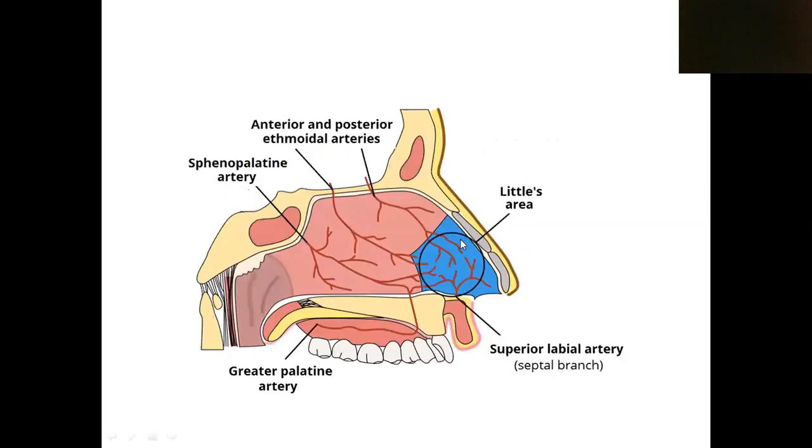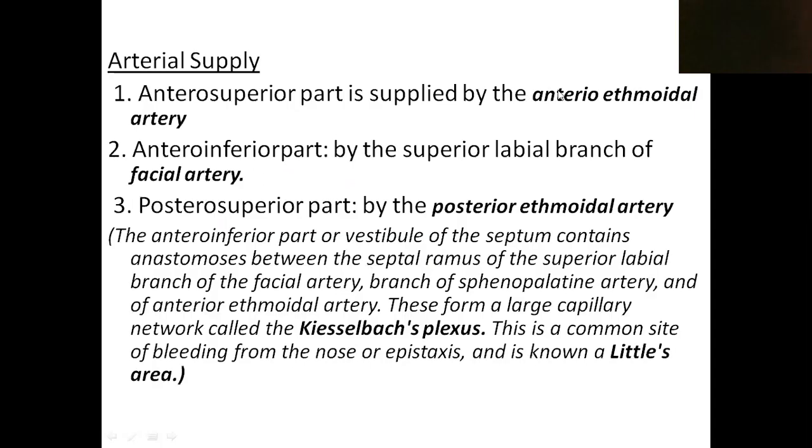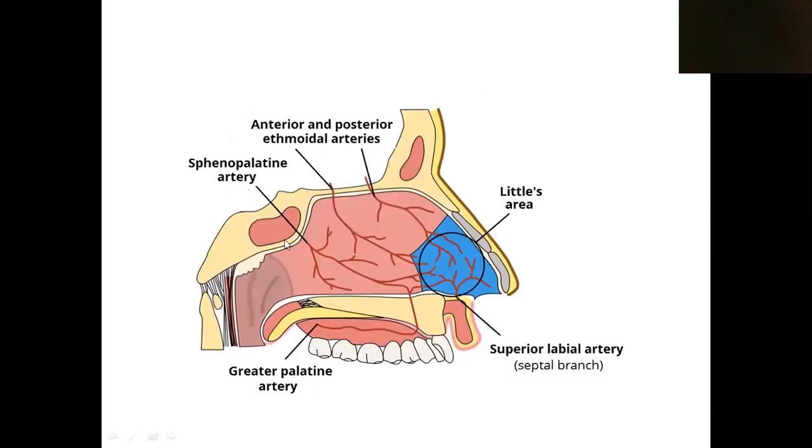Like the lateral wall, we divide it into four compartments: antero-superior, antero-inferior, postero-superior, and postero-inferior. In the antero-superior compartment we see the anterior ethmoidal artery, in the postero-superior the posterior ethmoidal artery, in the postero-inferior the sphenopalatine, and in the antero-inferior the facial artery. So: antero-superior, anterior ethmoidal; antero-inferior, facial artery; postero-superior, posterior ethmoidal artery; postero-inferior, sphenopalatine artery.